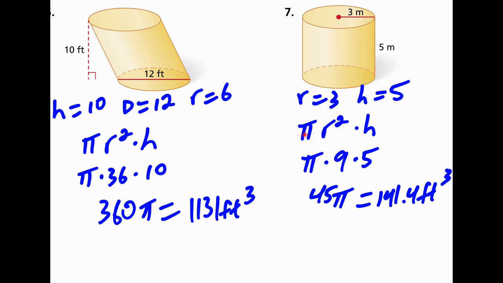Here on the right, we use the same formula, pi r squared times h. They directly gave us the radius this time. So we plug that in, 45 pi, or 141.4 feet cubed.